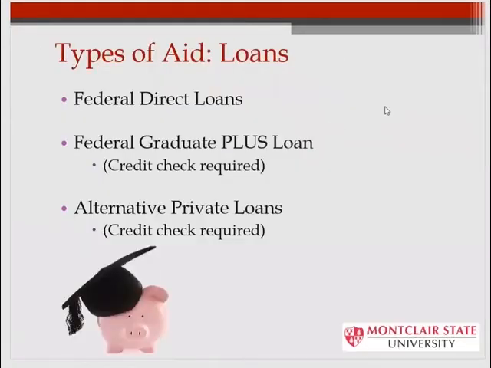So what types of loans are graduate students eligible for? There is a federal direct loan. There's the Federal Graduate Plus Loan, which requires a credit check, and there are also alternative private loans that will also require a credit check. I will explain all of these different types of loans throughout the presentation.